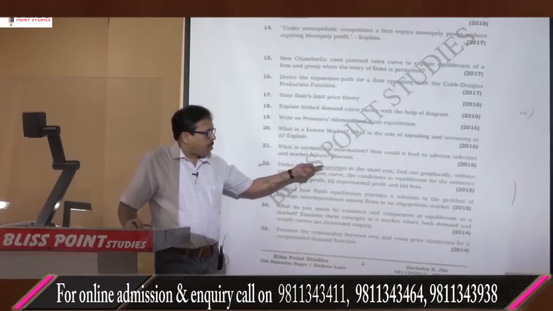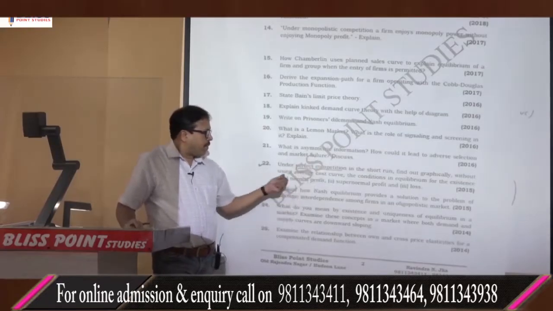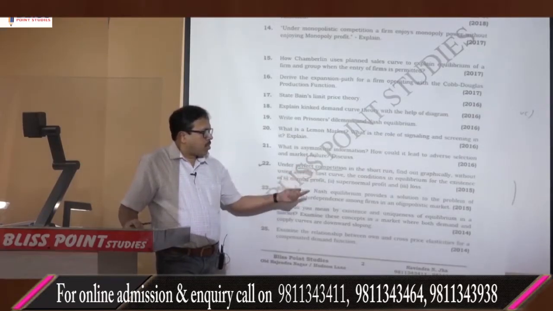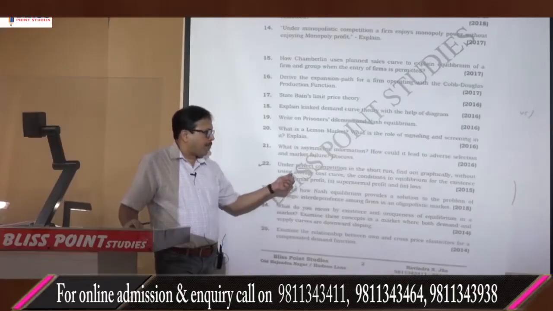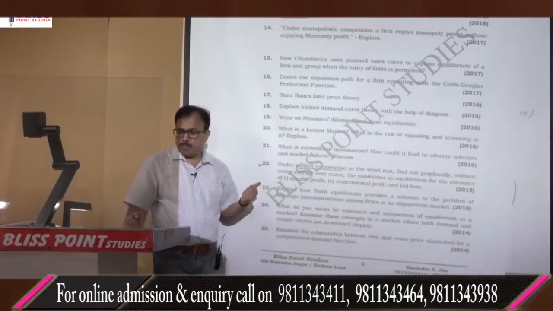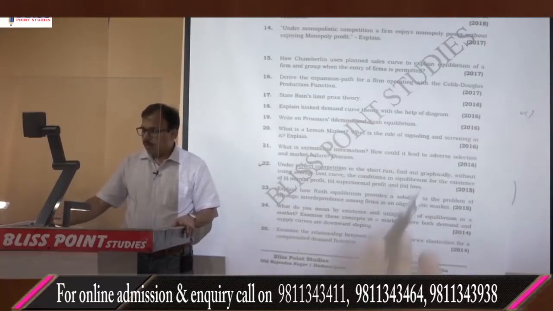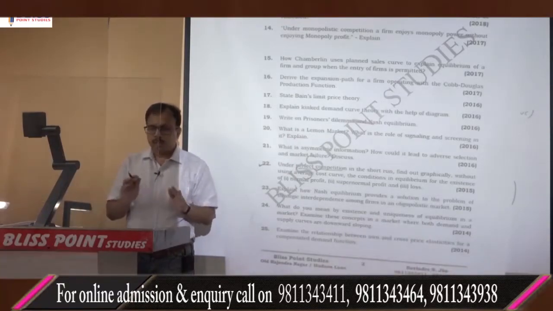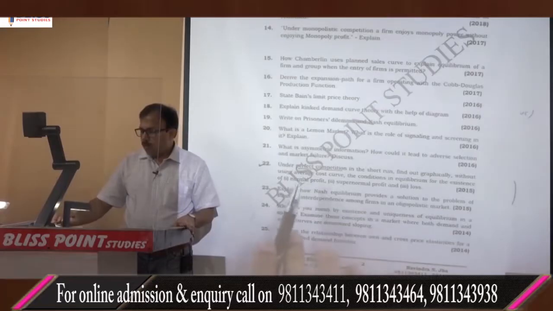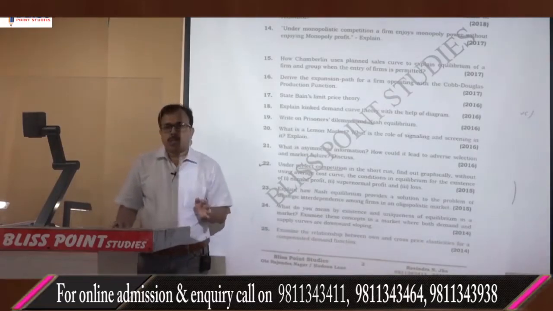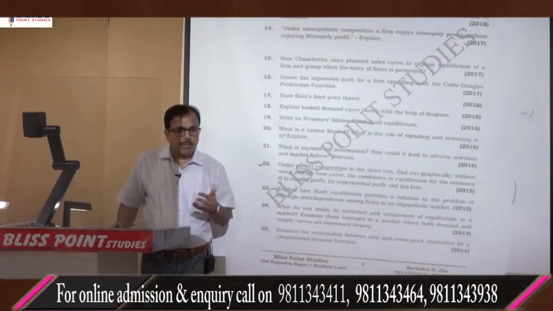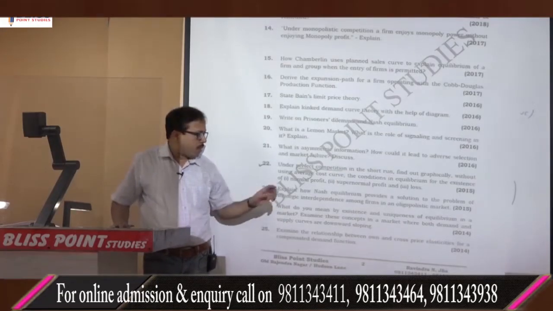Under perfect competition in the short run, find out graphically, without using the average cost curve, the condition in equilibrium of the existence of normal profit, supernormal profit and loss. The question refers to perfect competition. Find out graphically, so without using any equation and without using the average cost curve. If you are not using the average cost curve, then you can use only the total revenue and total cost approach. So we have only one option.